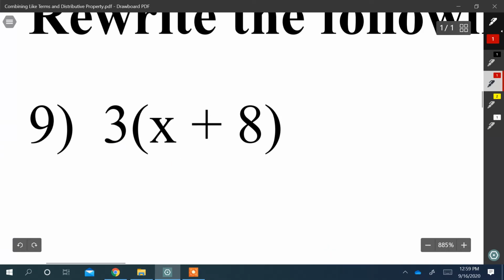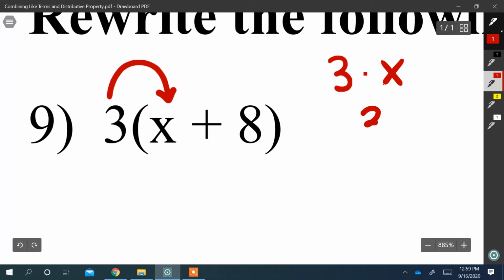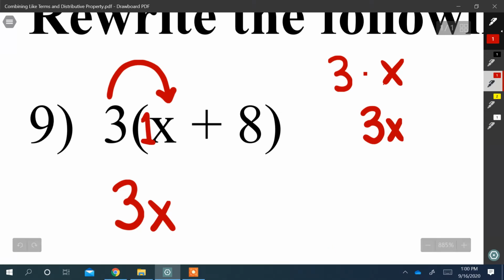So for this problem number 9, we're going to multiply this 3 times that x. What is 3 times x? Well, 3 times x, honestly, it's just going to be 3x. Remember that 3x is the same as 3 times x. Those are the same. So we're going to get 3x. Now, some people put a 1 right there. That helps them because they're saying 3 times 1 is equal to 3. You can do that. Now we're going to multiply 3 times 8.